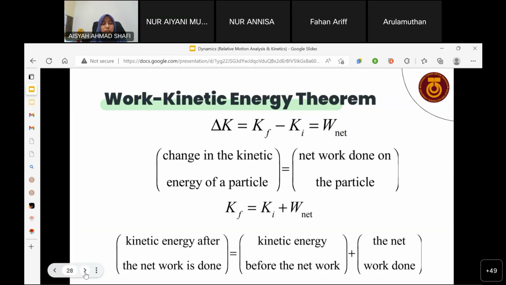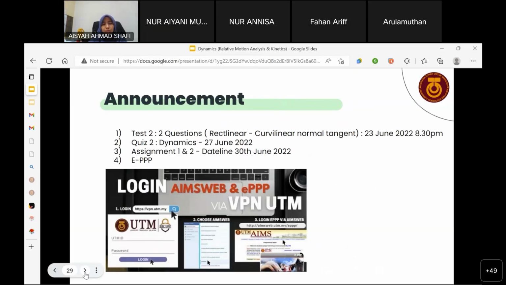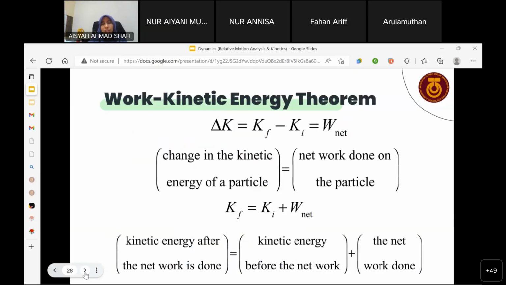So that is the important thing in the kinetics, because as in the beginning of the dynamics we have learned that kinetics is more on physics, so it is not mathematics. Compared to kinematics, which is more on mathematics, more on equations. But for the kinetics, it is more on theory. So this is the kinetics, that is energy and work. Okay, I think that's all.